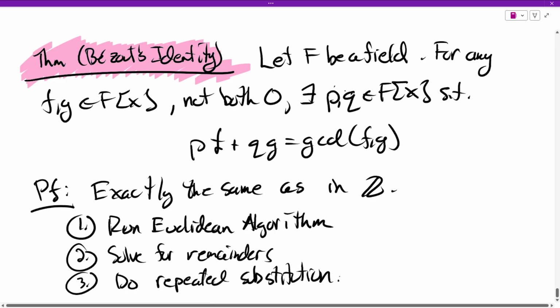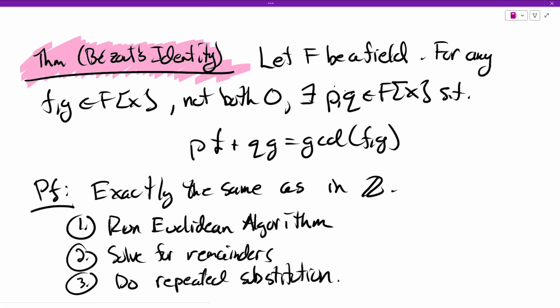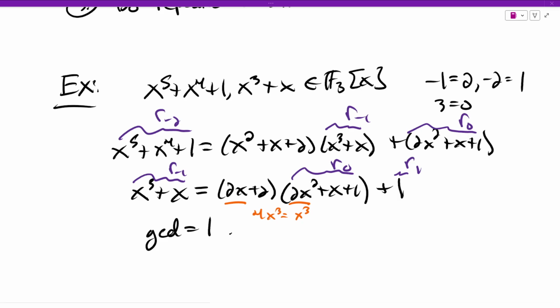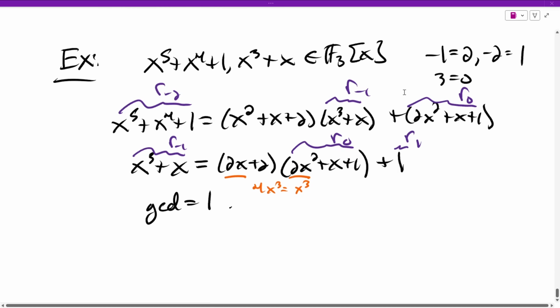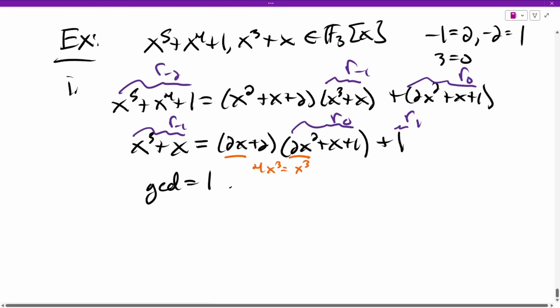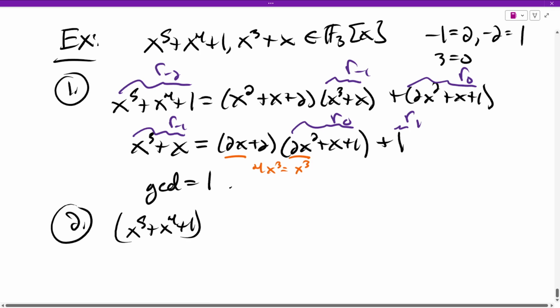Right, so I think this is best illustrated with examples, so let's do that. Here's the example from the last video, the very last example, and we ran the Euclidean algorithm. We found the GCD is 1. So that's our step 1. Step 2 is solve for remainders. So we take this and we say, okay, x to the 5th plus x to the 4th plus 1, that's our f.